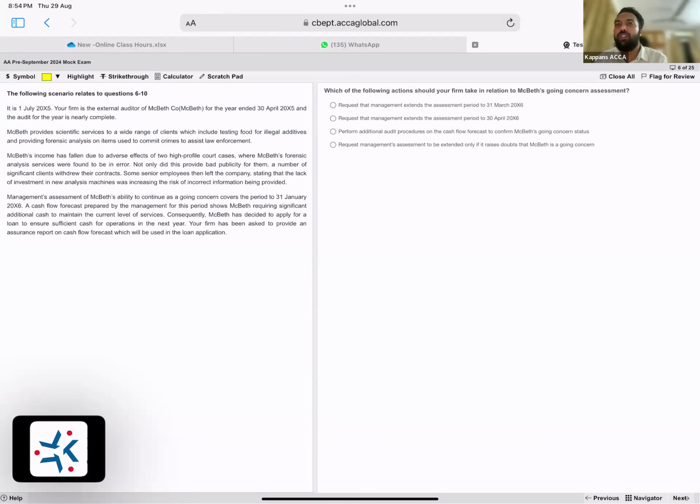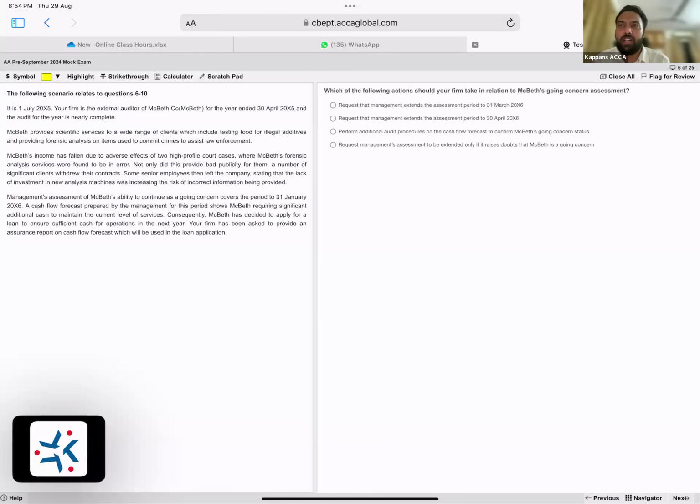Macbeth's income has fallen due to the adverse effect of two high-profile court cases where Macbeth's forensic analysis services were found to be in error. Not only did this provide bad publicity for them, a number of significant clients withdrew their contracts. Some senior employees then left the company, stating that lack of investment in new analysis machines was increasing the risk of incorrect information being provided. Management's assessment of Macbeth's ability to continue as a going concern covers the period to 31st January X6.